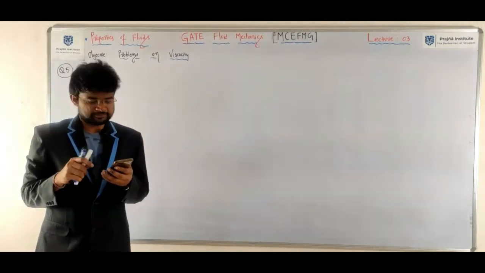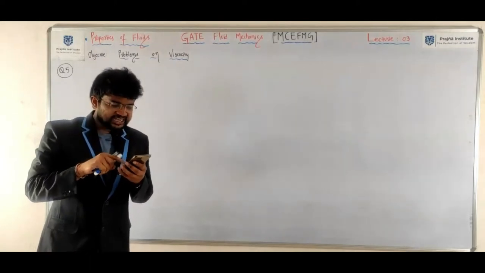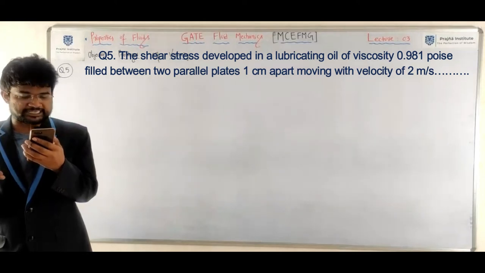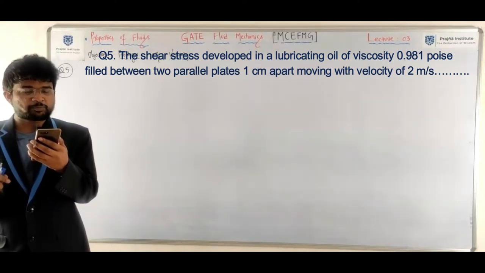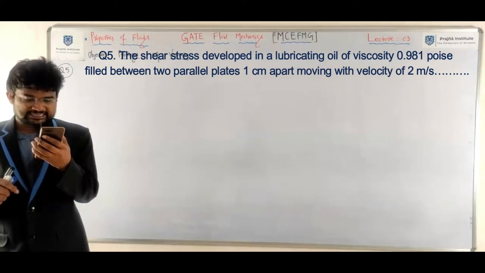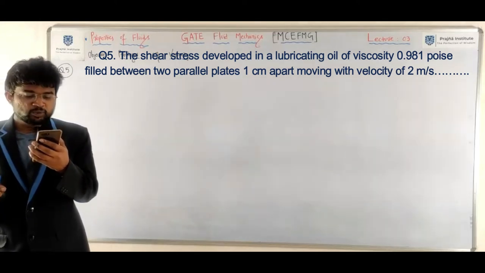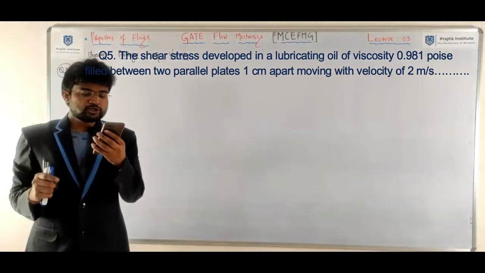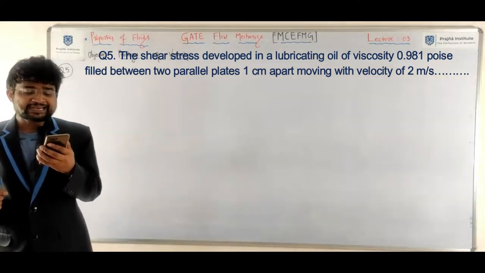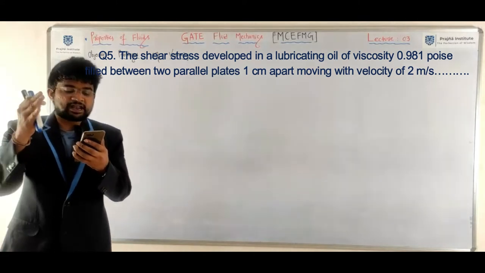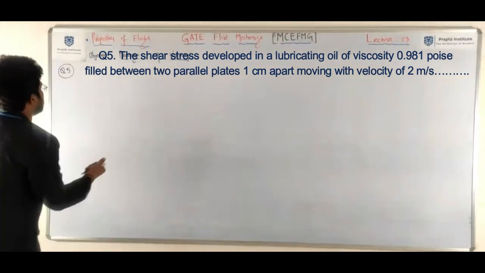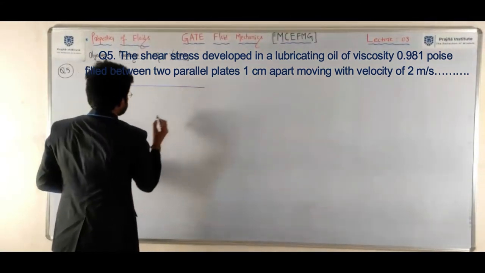Question number 5. Shear stress developed in a lubricating oil of viscosity 0.981 Pa.s filled between two parallel plates 1 centimeter apart, moving with a velocity of 2 meters per second. He is asking the magnitude of shear stress developed in the lubricating oil. It is a simple question.